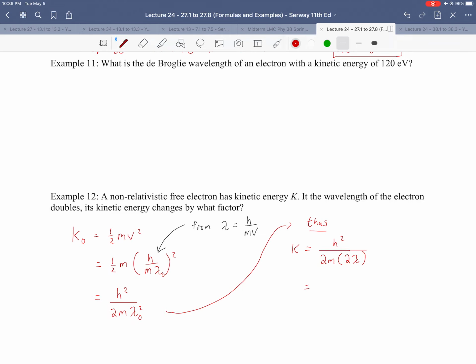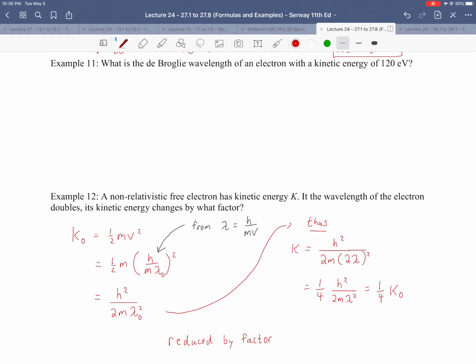All right, so then we'll deal with the fact that it's squared, which would give us a 4, right? So the 4 would come out. If I just pull the 4 out to the front, I can clearly show that everything that's left is just k naught, because it would be just h squared over 2m lambda naught squared. So that means that we have 1/4 the original kinetic energy. So it reduces by a factor of 4. We divide the kinetic energy by 4 when we double the wavelength.